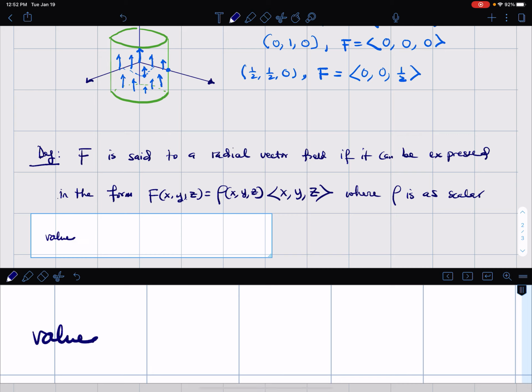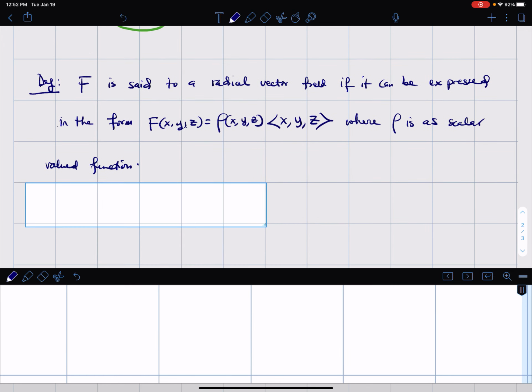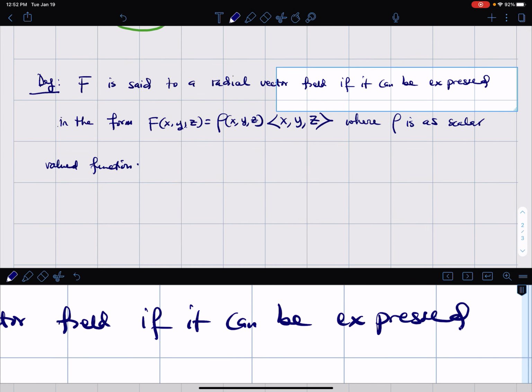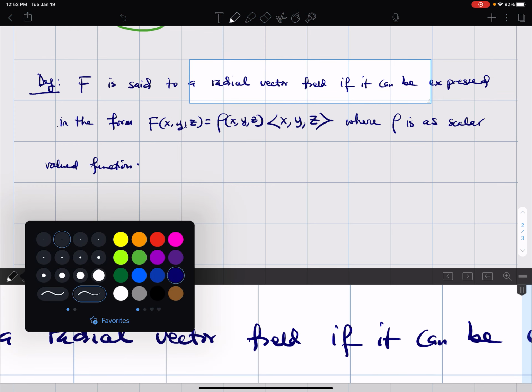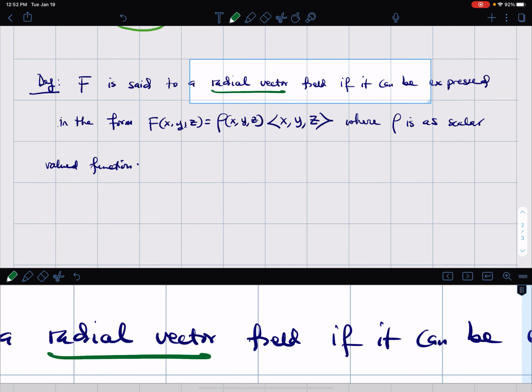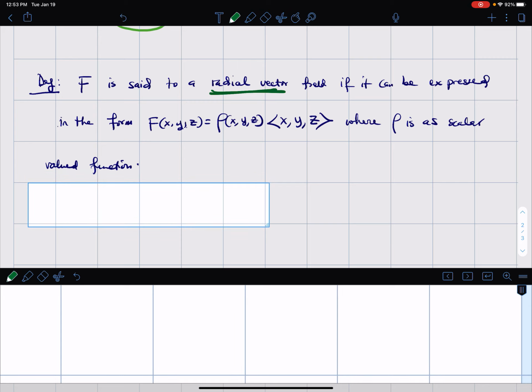Scalar valued function. Okay. So one thing I want to mention is that radial vector fields always point away from the origin or towards the origin. So an example would be the vector field we saw before.